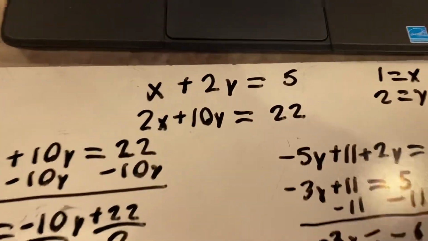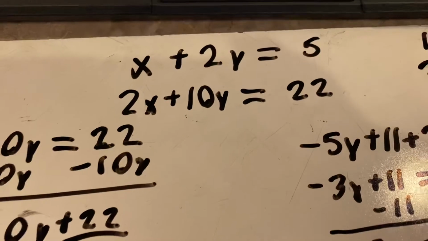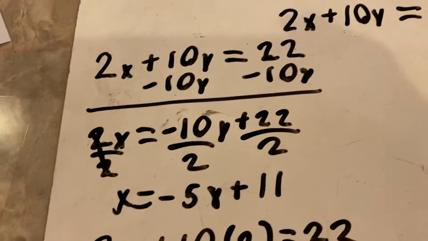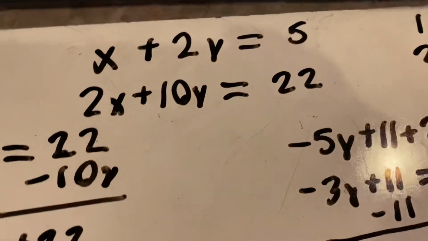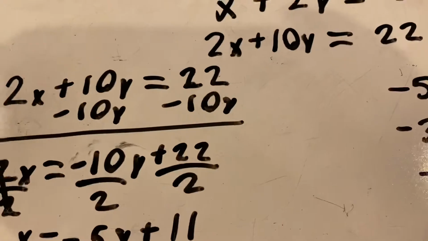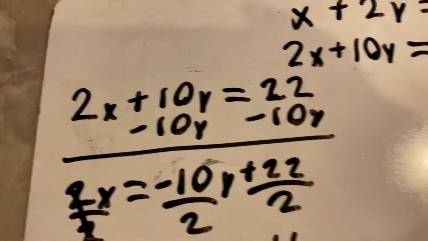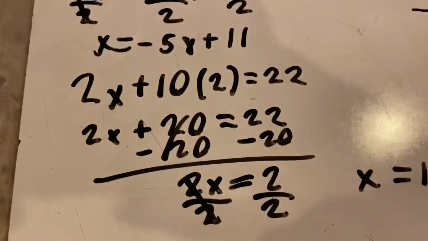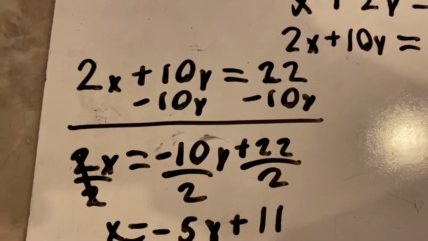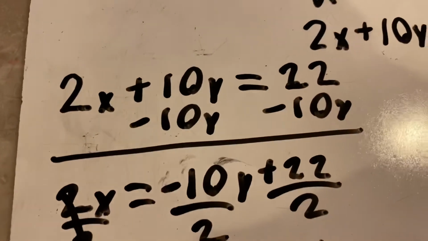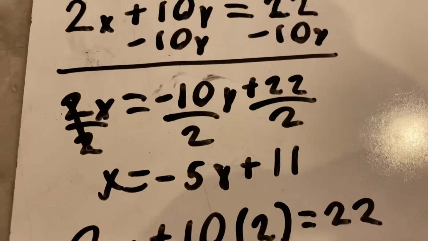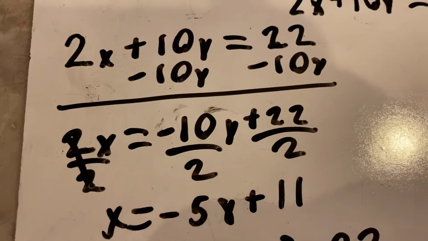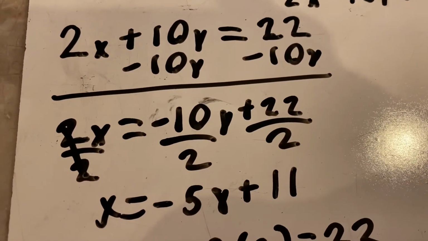So for what I'm doing here, I'm using the bottom equation to get what x is equal to. So once I subtract 10y from both sides, it will be 2x equals negative 10y plus 22.